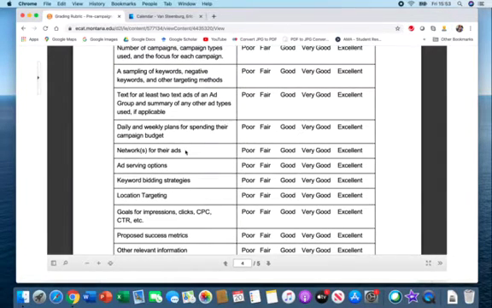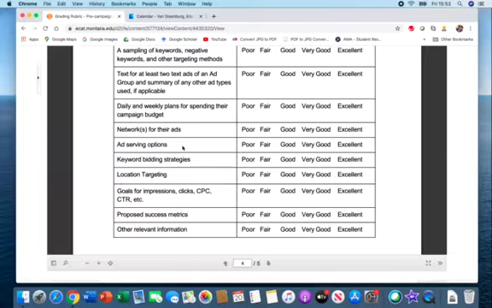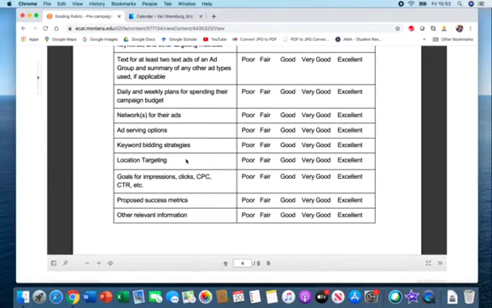You need to identify what networks you're going to use for the ads, and any other options that you're considering. You need to think about your keyword bidding strategies, so how you're going to go about that. If you're going to do any location targeting, you certainly know how to do that. You need to set the goals.